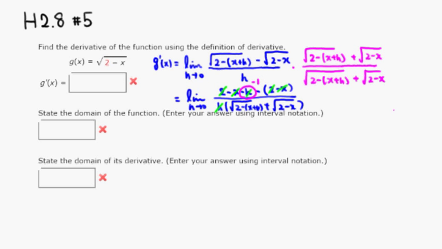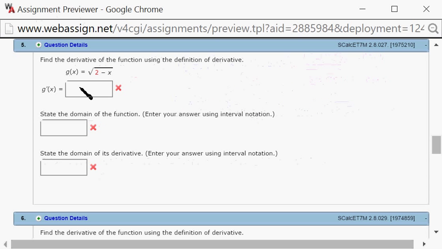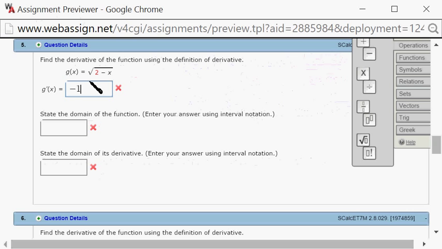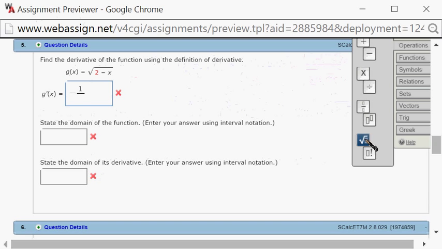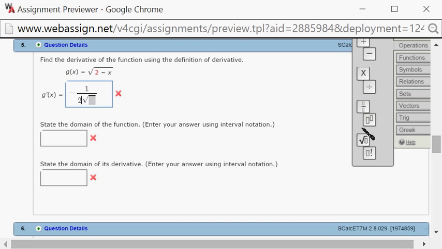Then we know that h is approaching 0. So this is h. It's kind of hard to see, but this guy goes to 0. So what you get is negative 1 on top, over 2 times the square root of 2 minus x. Right? So let's type that in. We found negative 1 over 2 times square root of 2 minus x.